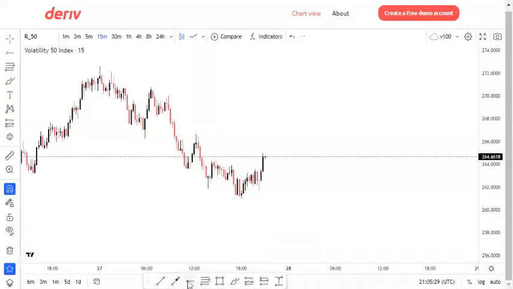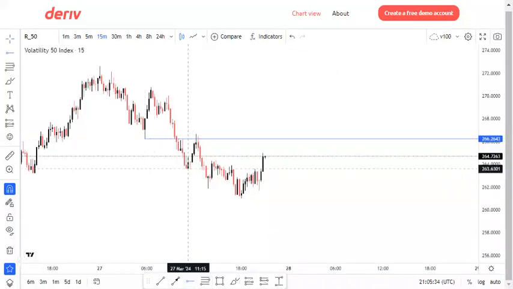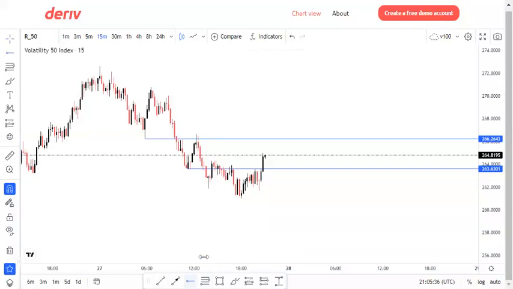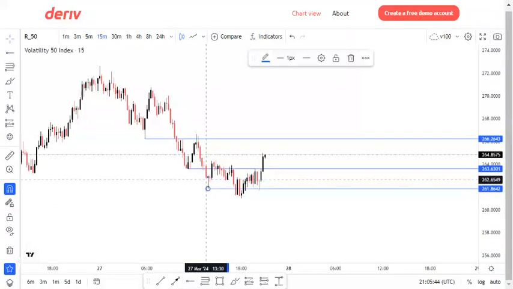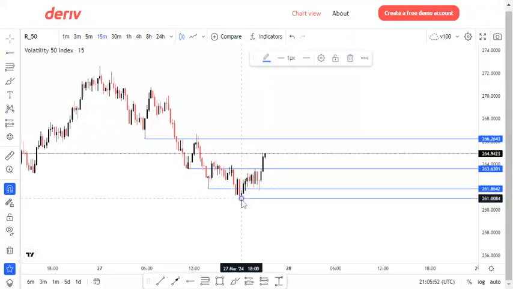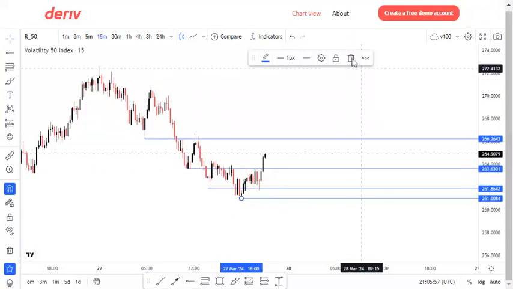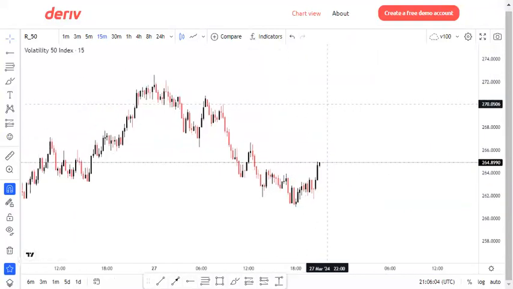So let me not waste time and show this is a lower low, and this is a lower low, and this is a lower low right here. It's a lower low, and this is another lower low. Okay, this is just an example of a downtrend.